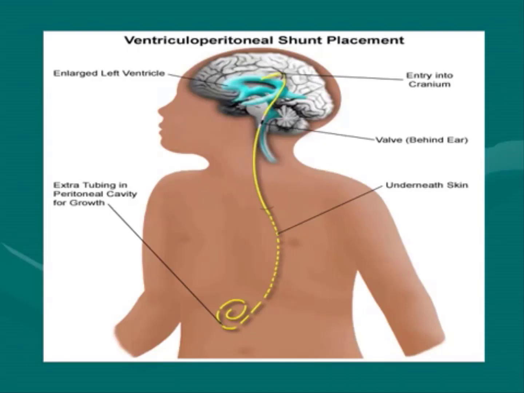Once the pressure increases in the lateral ventricle, the valve opens and the CSF escapes to the peritoneal cavity. Then the fluid is absorbed from the peritoneal cavity through the peritoneal membrane to pass to the circulation again, and thus we decrease the pressure inside the ventricular system.